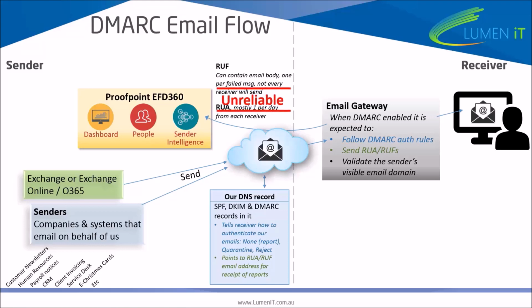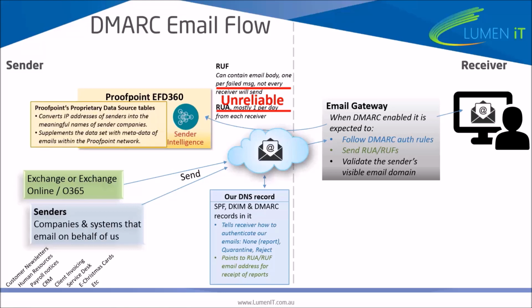But there is another problem. Since the design specification for RUF is to send one email for every email that fails authentication, many receiving email gateways don't send RUF reports back to the sender, as mentioned before. But even more alarming, some gateways do not send RUA aggregate reports either. So the intelligence available to ensure we haven't missed finding out about any senders is debilitated by unreliable RUA and RUF reporting. And that leads to one of the very strong features of Proofpoint's EFD 360 solution.